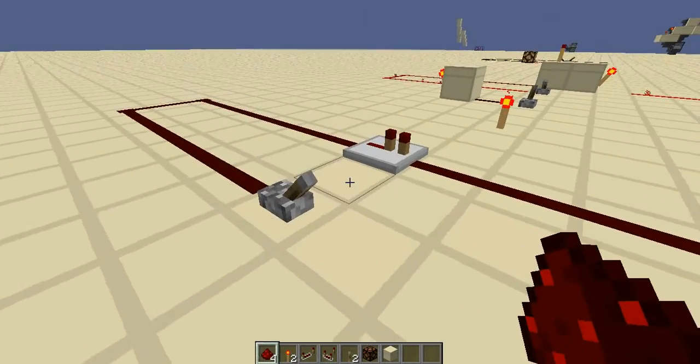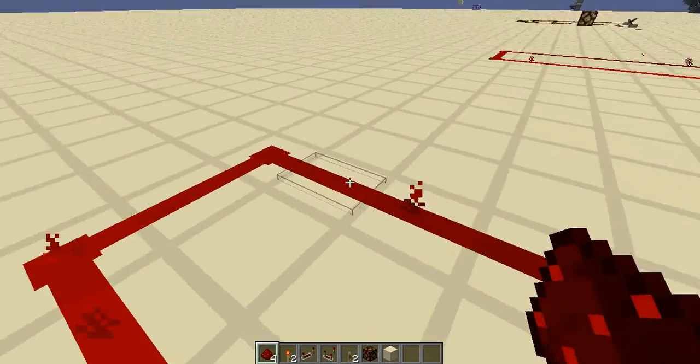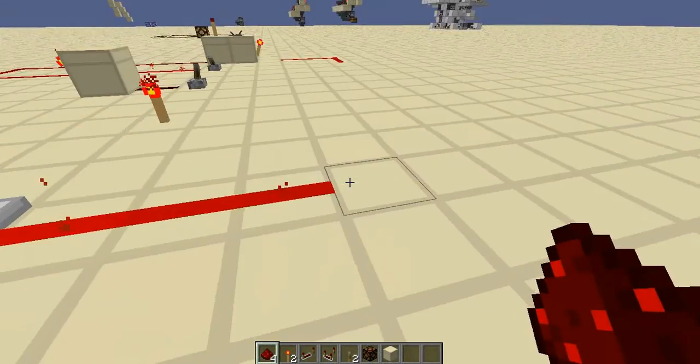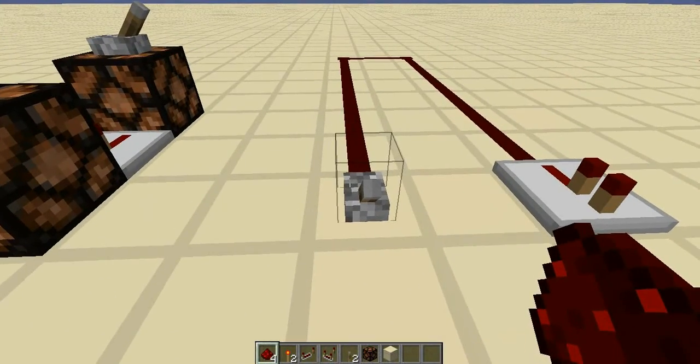The final interesting thing about redstone repeaters is that they will restore the current of the redstone. So as you can see, it slowly loses power, and the redstone repeater will fully restore it back. So that's it for the redstone repeater, and let's move on to the last one, which is the comparator.